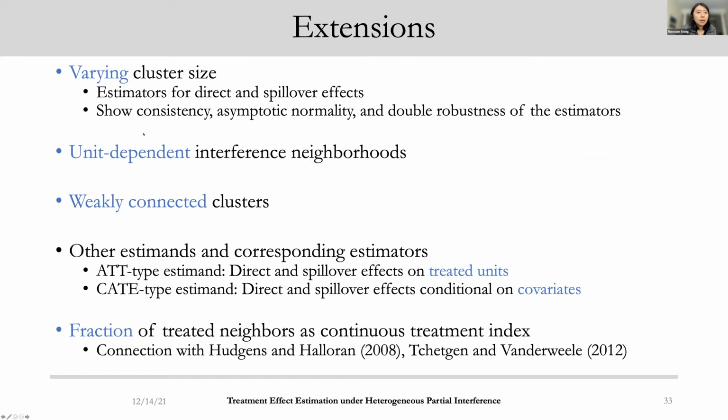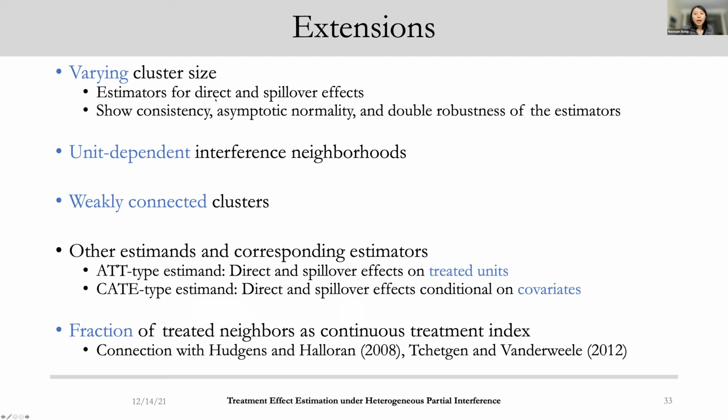Second is that we allow for more flexible interference structure. And we allow that the units in the clusters are not fully connected with each other. For example, this allows for the case where a student has many friends, but his or her friends are not friends with each other and do not interfere with each other. And the third extension we consider is that the clusters are weakly connected with each other. And related to the question just now.